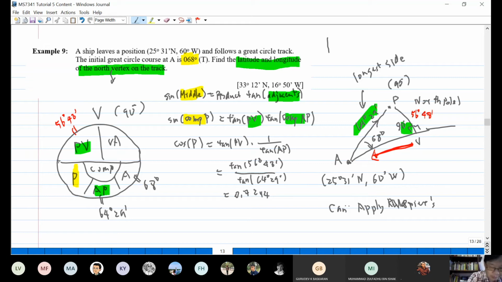Okay, so you got P here, cosine inverse of 0.7294, and so you take cosine inverse of this, shift cosine inverse, and the answer I get is 43 degree 10 minutes. Good. So angle P is 43 degree 10 minutes.